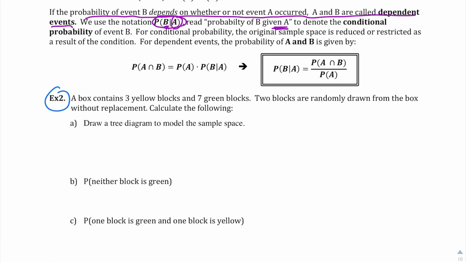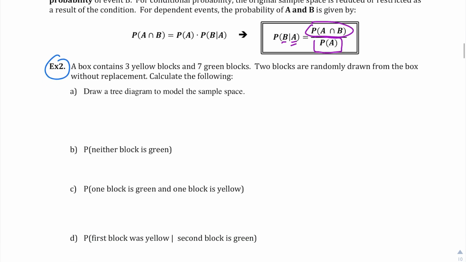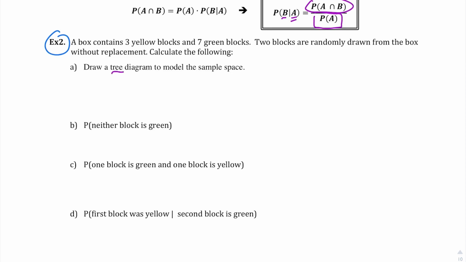All right, and so here's our definition. It will be given on the theorem sheet, so no need to memorize. It's just a key, as always, to conceptually understand. So the probability of B given A is the probability that both A and B occur divided by the probability of A occurring, which is the given event and is the limited sample space. All right, so let's do an example. This one specifically prescribes a tree diagram, which is one of our ways of being able to model sample space. Okay, so we've got 3 yellow blocks, 7 green blocks.